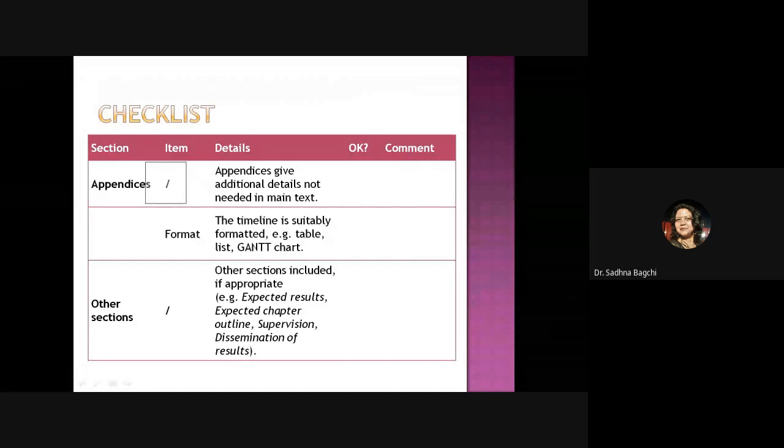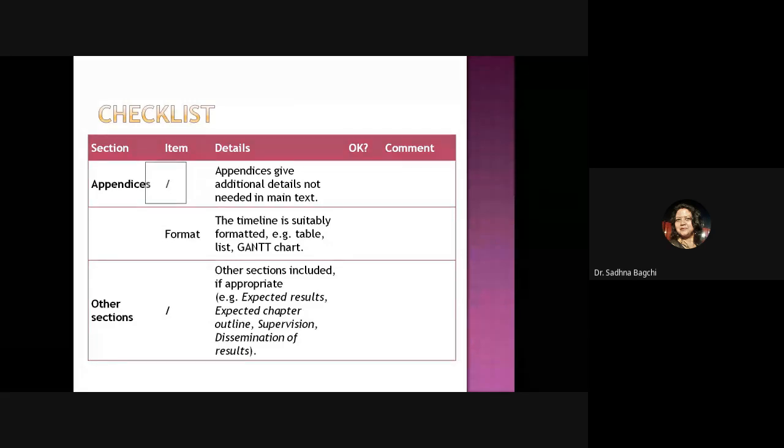Appendix: when you submit your thesis, the appendix means additional details needed to complete that study. If any reports are very important to complete your study, they will be part of your appendix. Your questionnaire will be part of your appendix. Anything important that must be mentioned to complete your study must be part of your appendix.